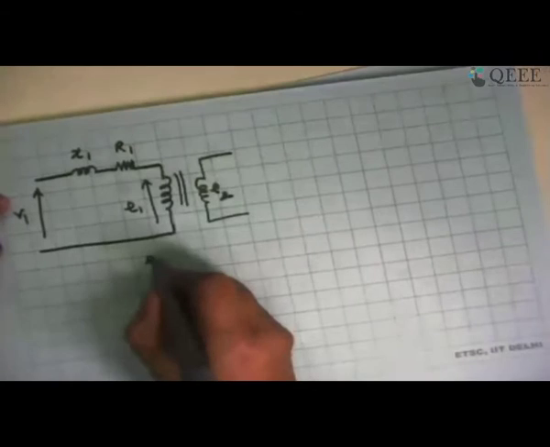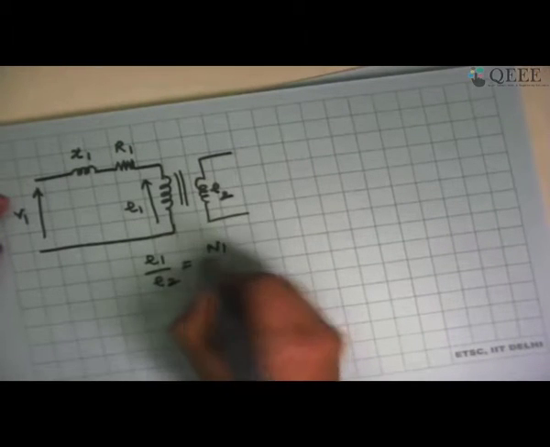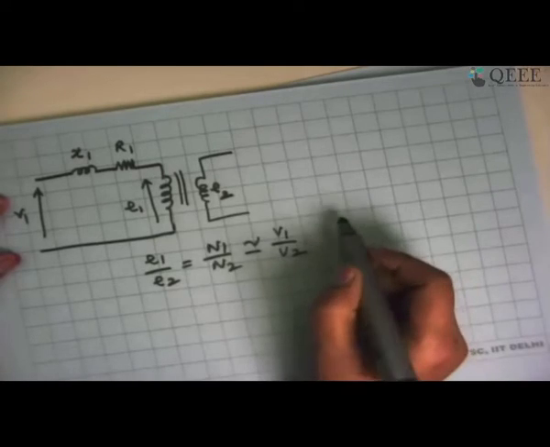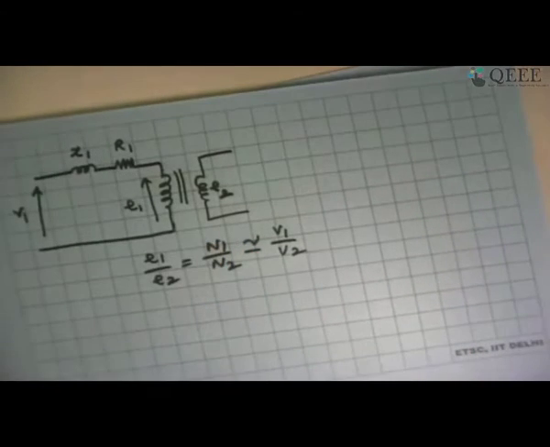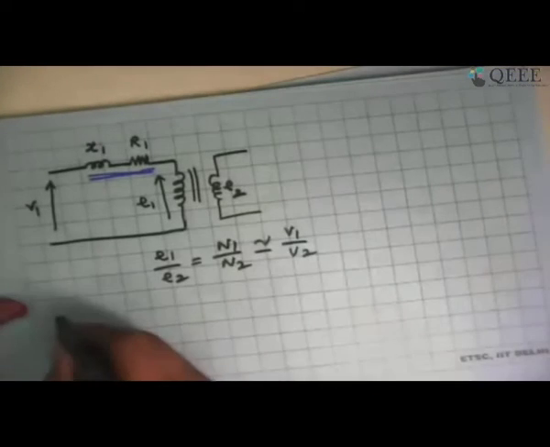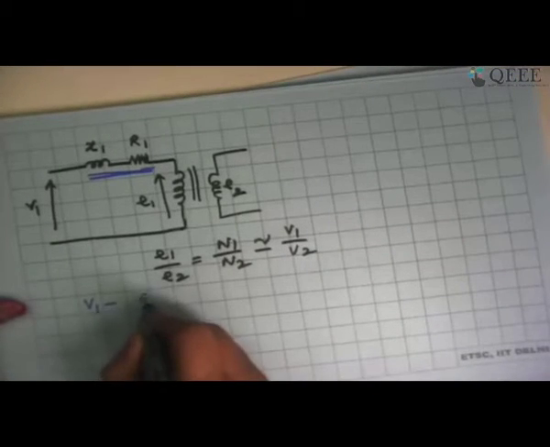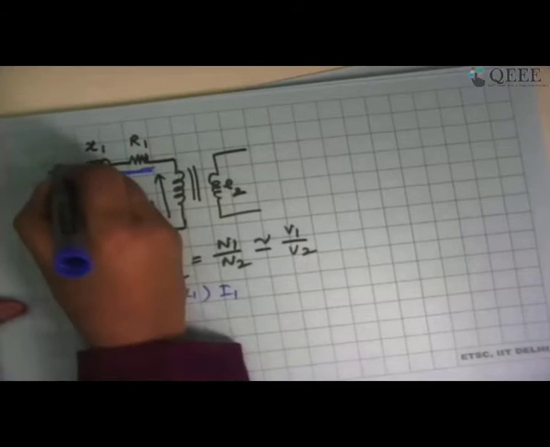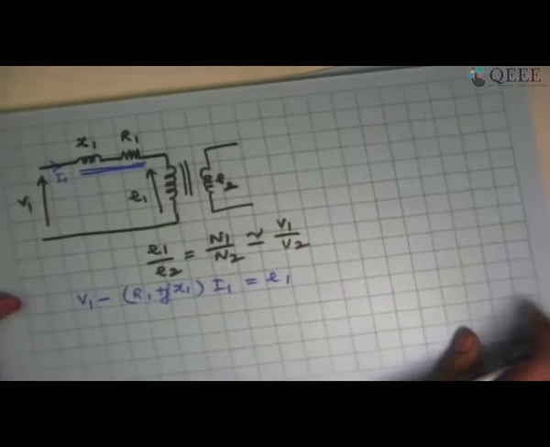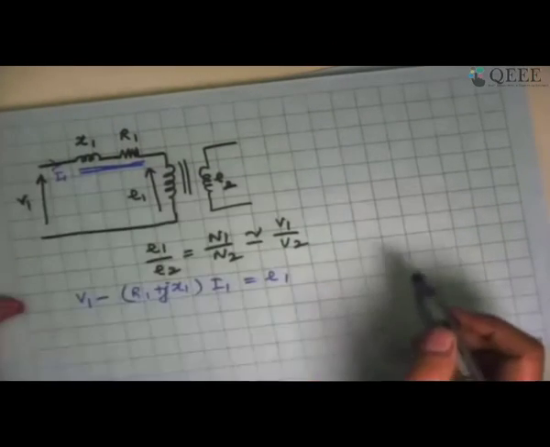Now E1 divided by E2 will correspond to N1 by N2. We had written this is approximately equal to V1 by V2, but now in a real transformer, please understand that these two are going to be my voltage drops. One will correspond to X1, the other one will correspond to R1. So I should say V1 minus R1 plus JX1, because it is a reactance, multiplied by I1, is going to be equal to E1. This is what is going to be the Kirchhoff's voltage law corresponding to the primary side.